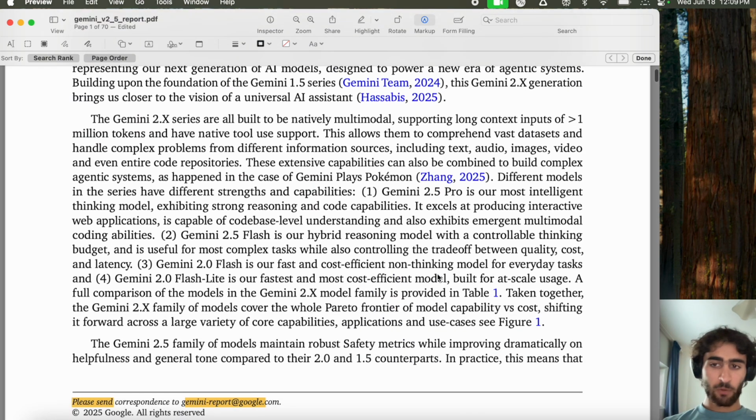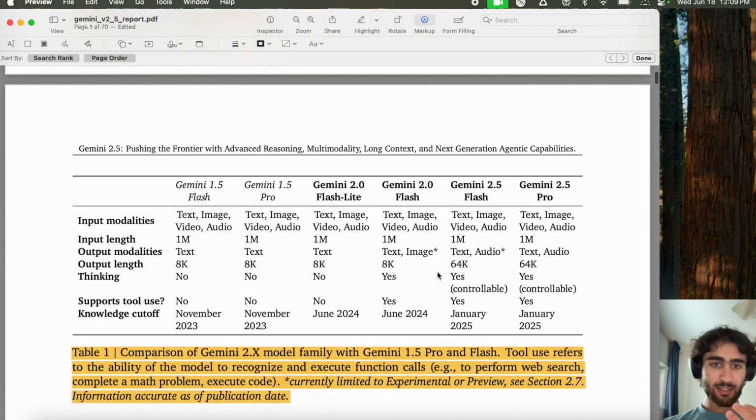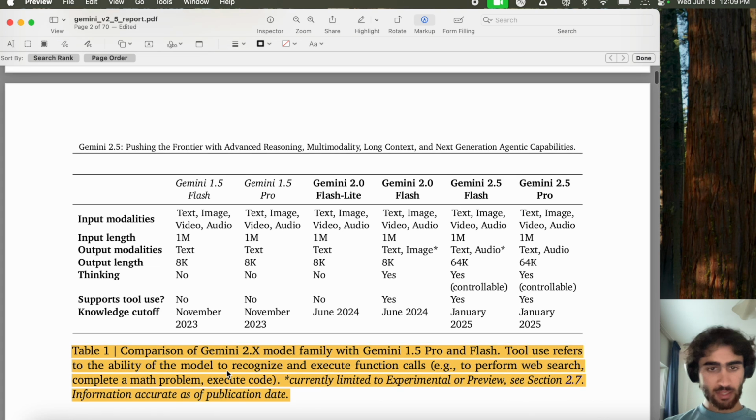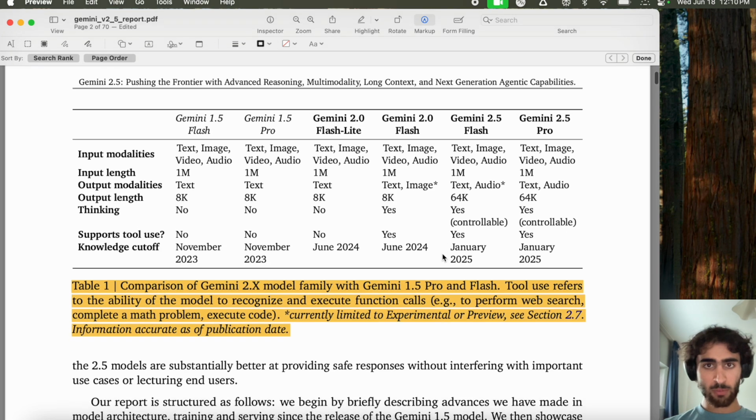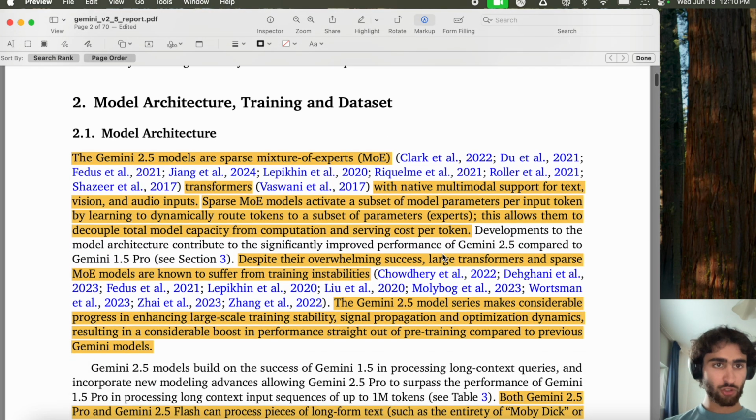So skipping the introduction, which doesn't really have that much content in it, the first thing worth noting is this nice comparison table of all of the Gemini models and their respective modalities, output modalities, output length, whether or not they reason, and whether or not they use tools, and their knowledge cutoff date. So if you're into seeing what the different models are and how they compare, then please pause and check this out. Next, we're going to move on to the model architecture.